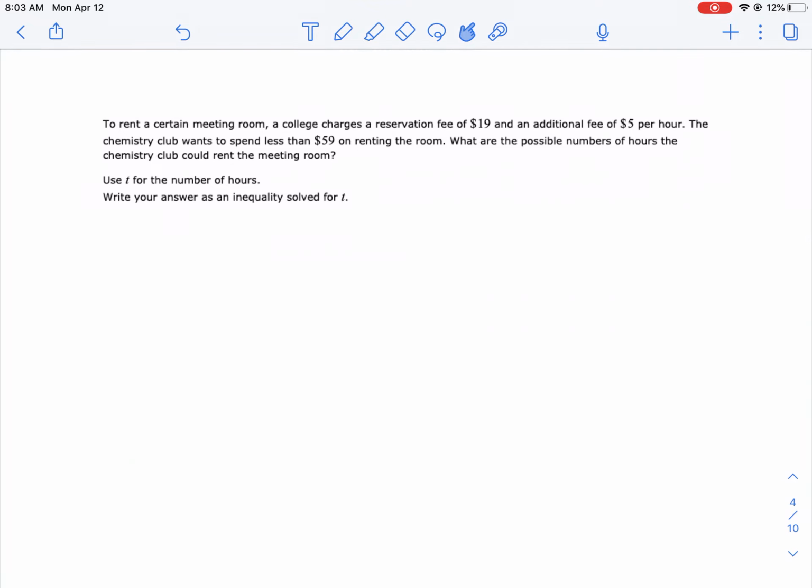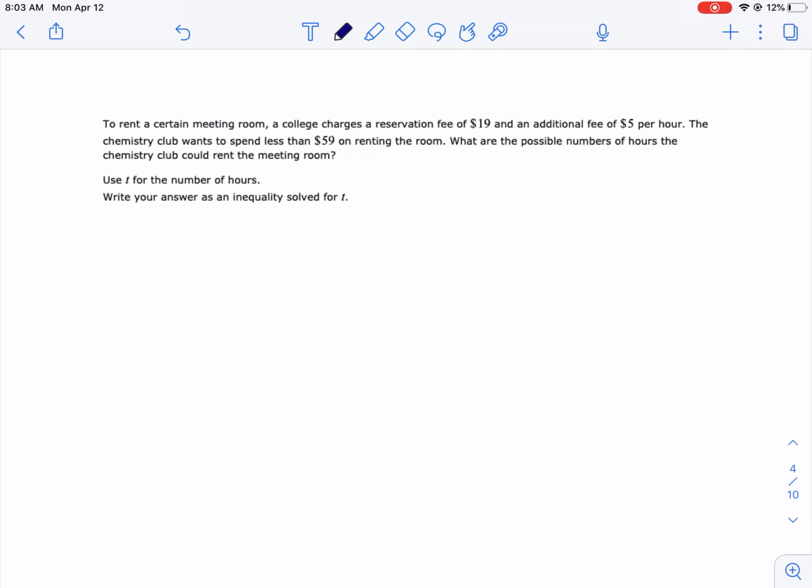Okay, here we have an application to rent a certain meeting room. A college charges a reservation fee of $19, an additional fee of $5 per hour. The chemistry club wants to spend less than $59 in renting the room. What are the possible number of hours the club could rent the room?